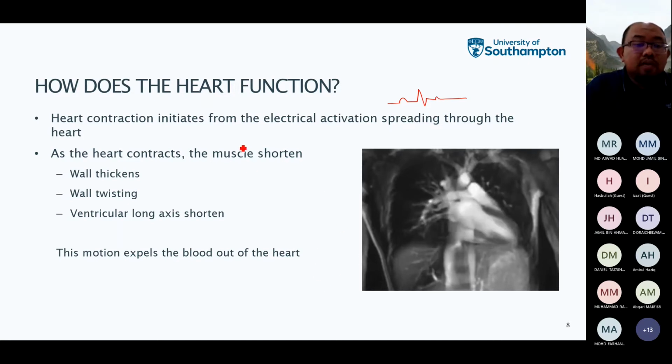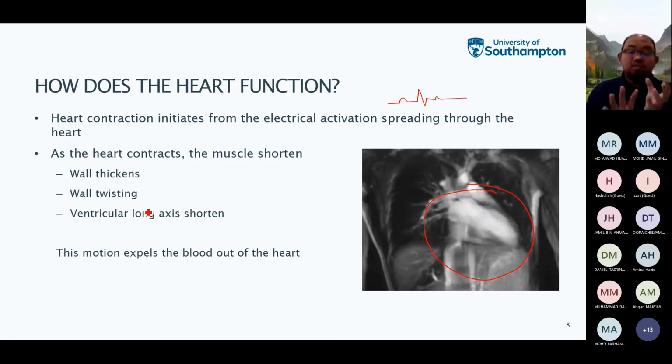What we will see when the muscle contracts is some thickening of the wall. You can actually see in this image here that there's some thickening. This is our heart here. We can see there's some thickening of the wall, and at the same time, the wall also twists. The reason it twists is that the muscle orientation is placed helically within the heart. It's kind of like squeezing a towel. That is the same mechanism that the heart is doing.